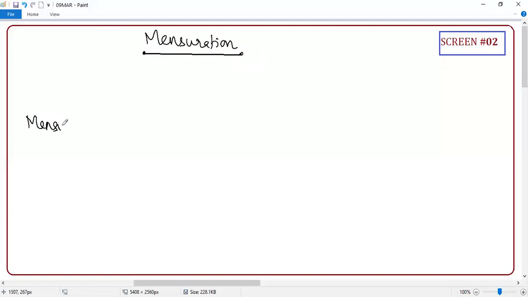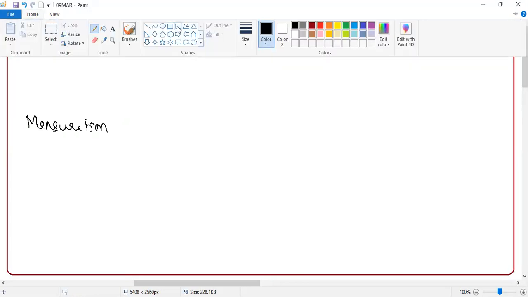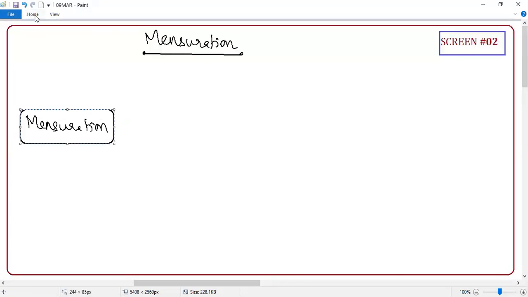Anyone knows the definition? What is mensuration? Mensuration is what? I think Arsh, you can answer. What is mensuration? Mensuration is what? At least if you don't know, say don't know. Measurement. Mensuration is a measurement.